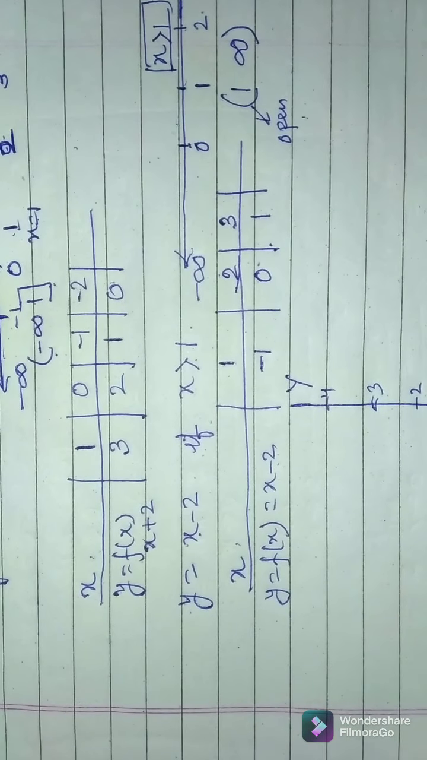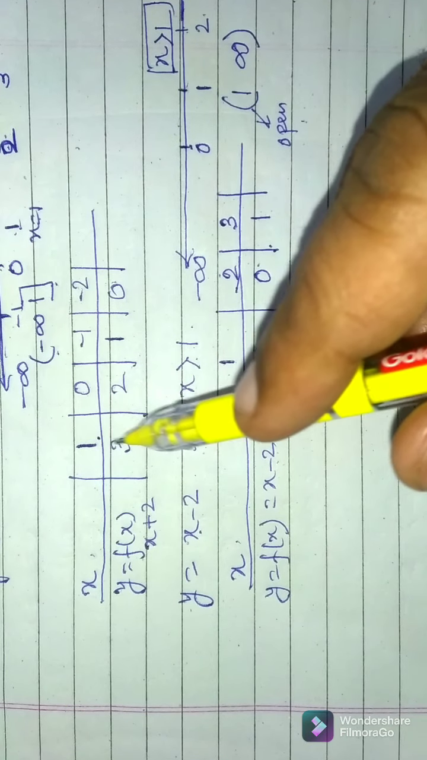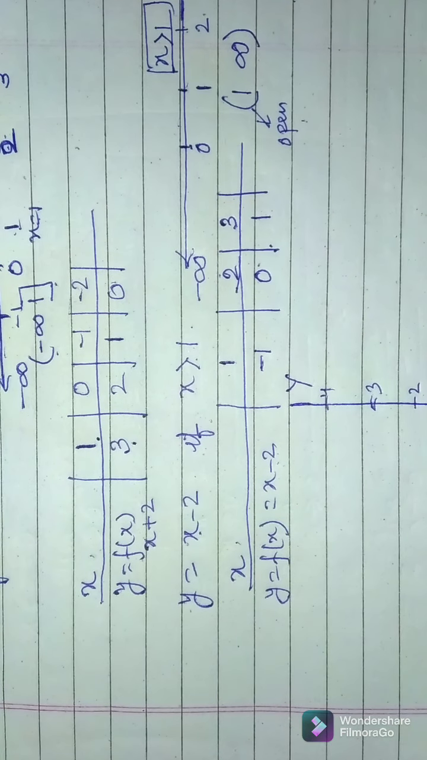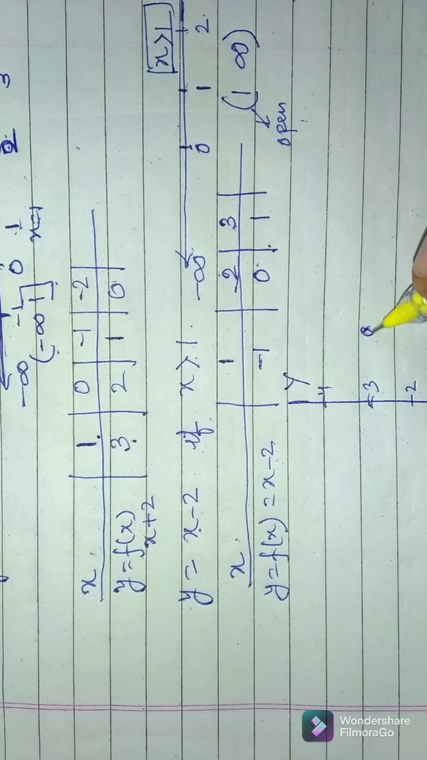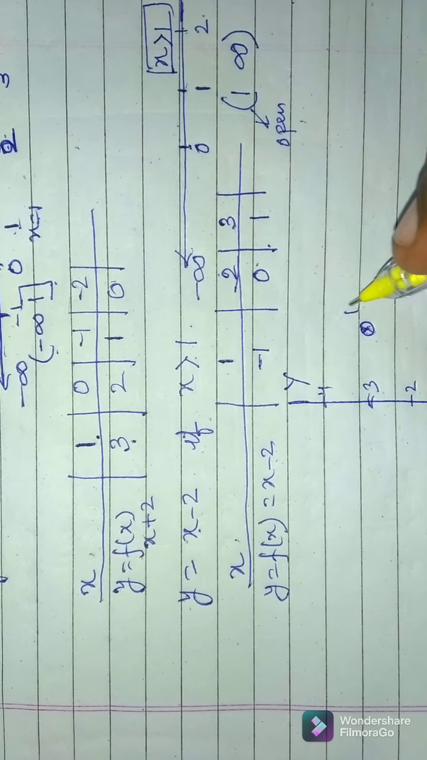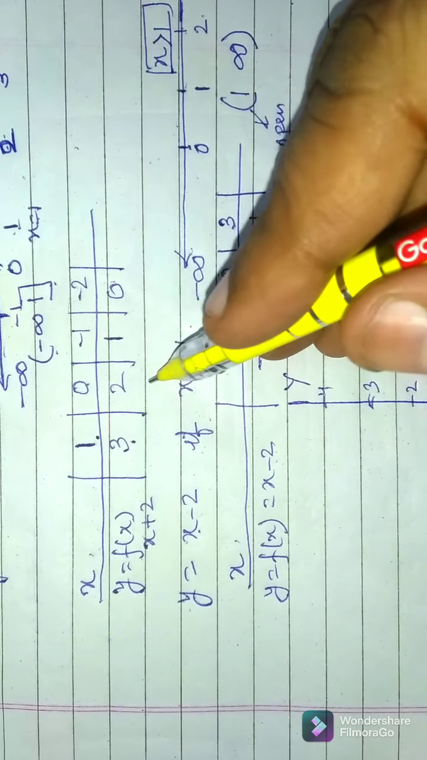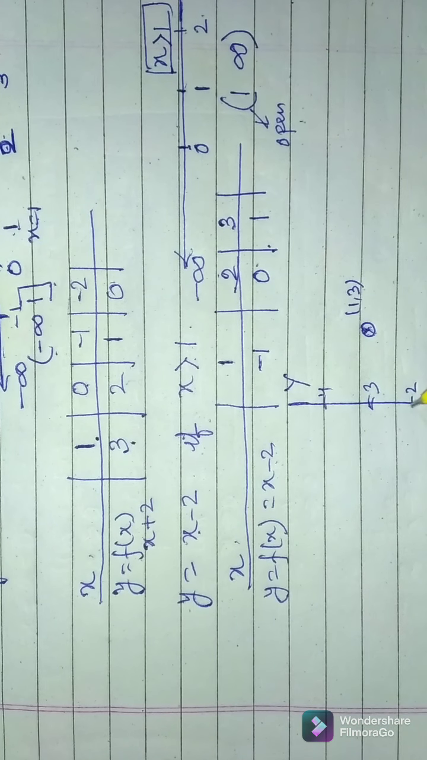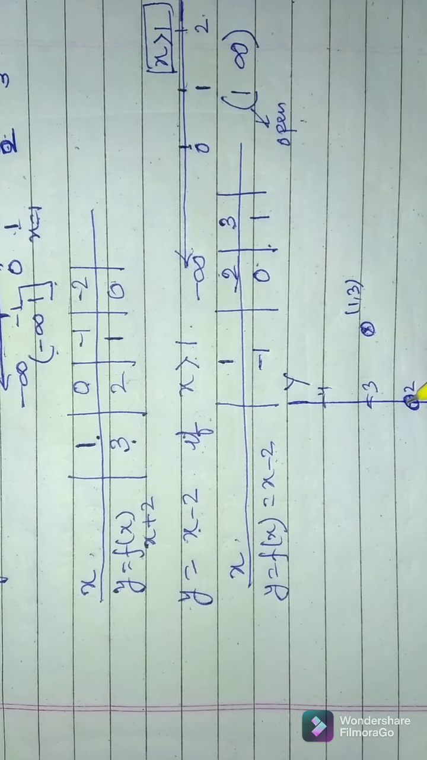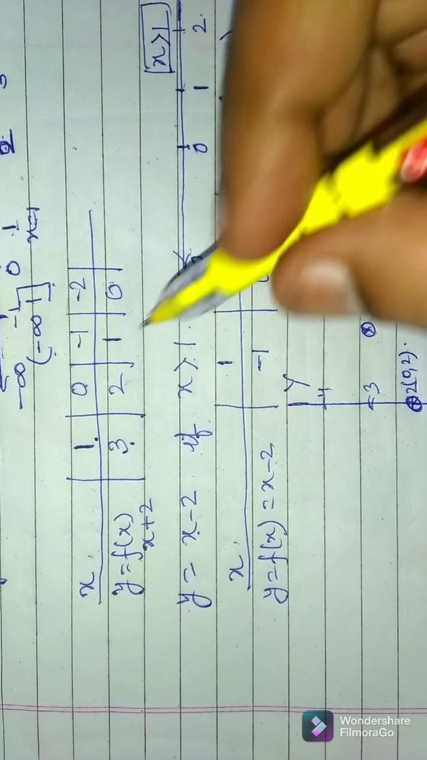So see, first of all, we will draw the graph from the first one. So when x is equal to 1, y is 3. So here we are getting the point x is 1, y is 3. And here x is equal to 0, y is equal to 2. So here we will get the point 0, 2 in the y-axis.